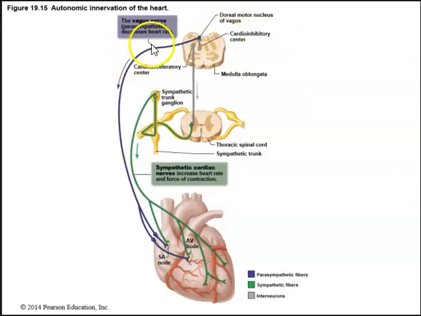So here we can see our autonomic innervation of the heart. We have the vagus nerve, which creates some parasympathetic innervation to decrease heart rate. And again, these will innervate the SA node, the AV node, as well as the coronary arteries. And then we have the sympathetic cardiac nerve, which will increase heart rate as well as force of contraction, also innervating the same structures, the SA node, the AV node, as well as the coronary arteries.